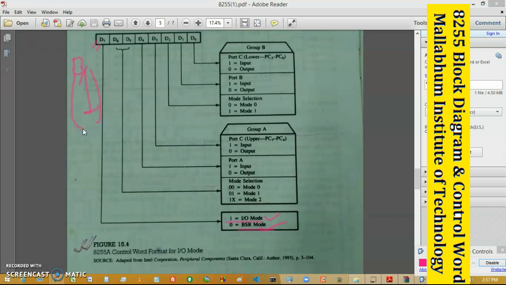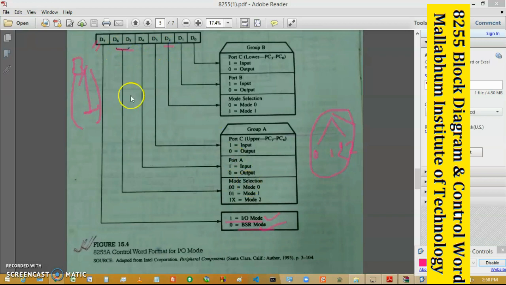If it is BSR mode, that is set to 0. Next, IO mode. I have said that there are 3 different modes in the case of IO mode, that is mode 0, mode 1 and mode 2. Which mode is to be selected from these 3 modes? We will decide from the D6, D5 and D2 bit pattern.